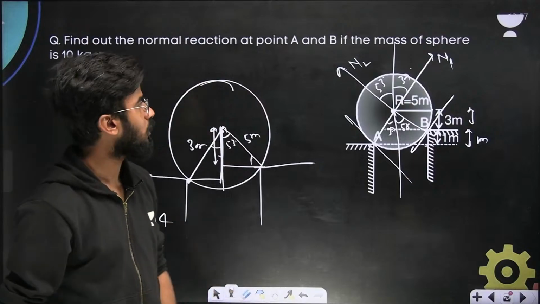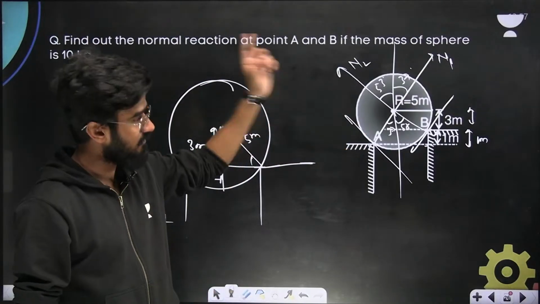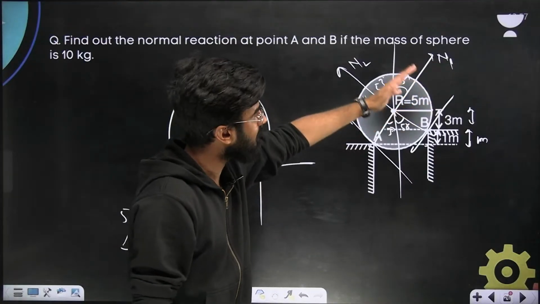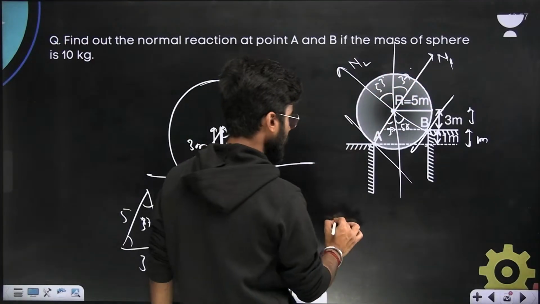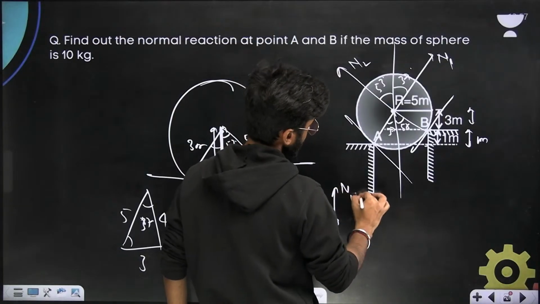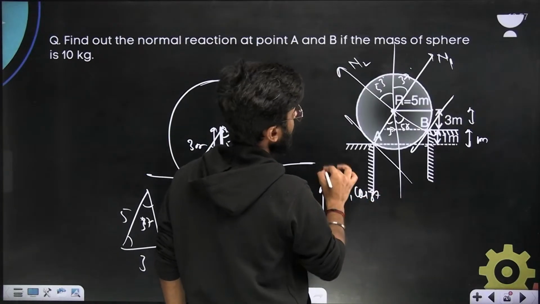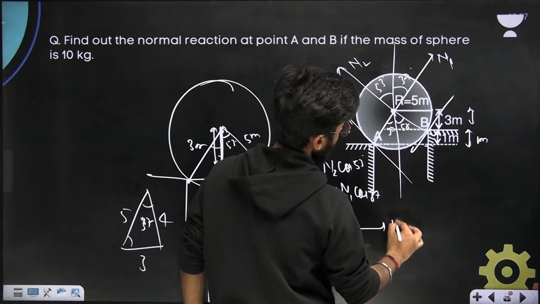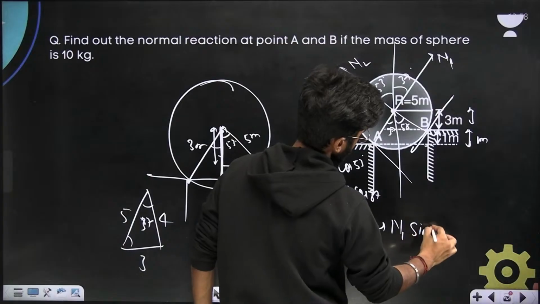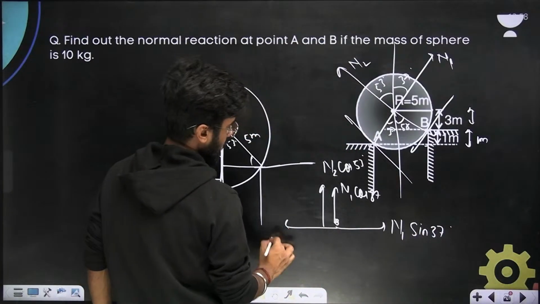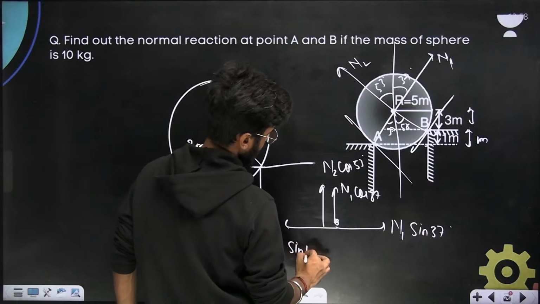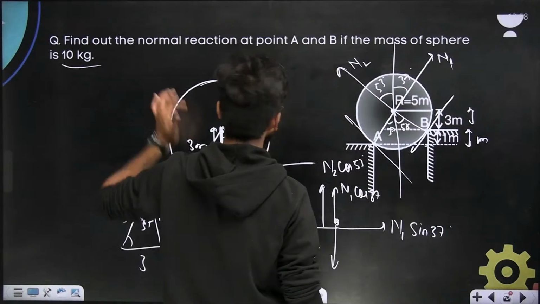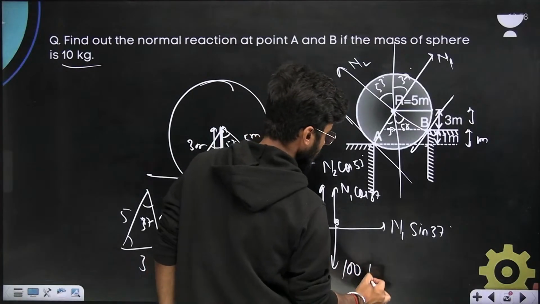Now this is a good problem. We'll do the same procedure we repeated in the last problem, that we'll break down these normals into their components: N1 cos 37 in this direction, and n2 cos 53 in this direction. N1 sin 37, and in this direction n2 sin 53. And in this direction, what is the mass? This is 10, so this will be 100 Newton.